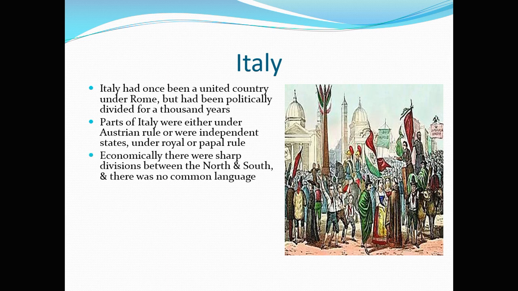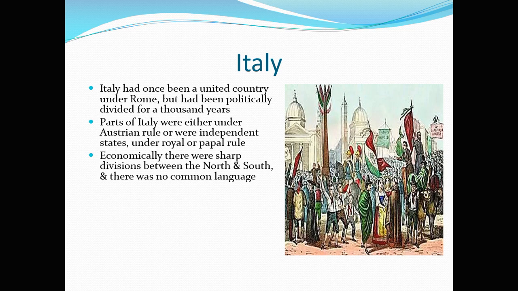Economically, Italy was quite divided. There was a sharp divide between northern Italy, which tended to be more industrial, wealthier, and more urban, and the south, which tended to be more agricultural and certainly was a lot poorer than the north.